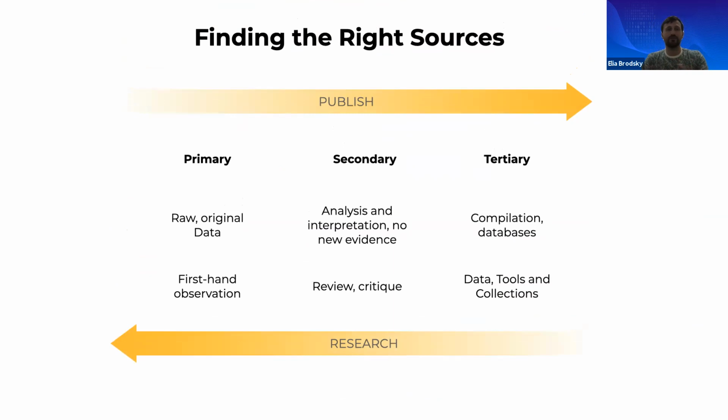And this typically falls into these three categories of data sources. So there could be primary research, secondary research, and tertiary research. And typically primary research is the research that you produce raw or original data on. So this is your first-hand observation.